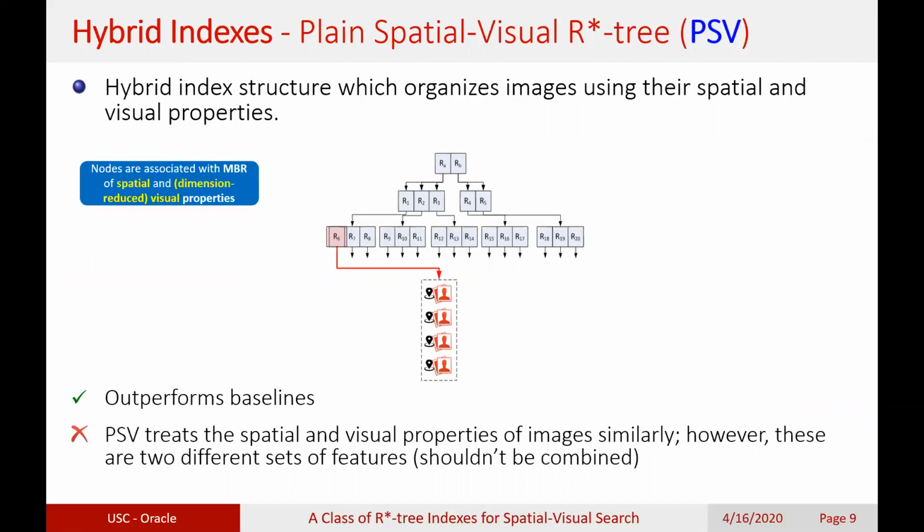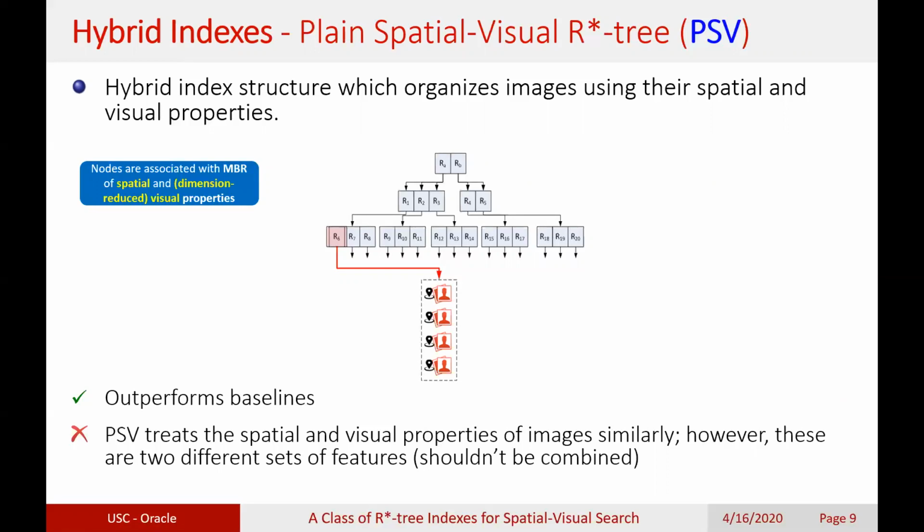Basically, each node has an MBR of the spatial and dimension-reduced visual properties of the contained images. This approach can outperform the baselines. However, this approach treats spatial and visual properties equally, even though they belong to different spaces.